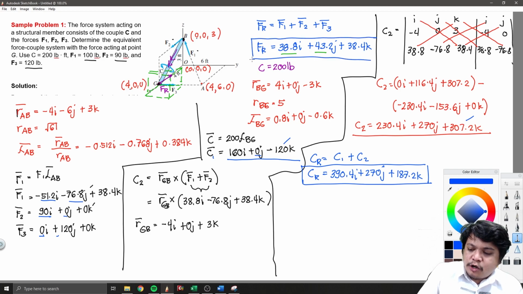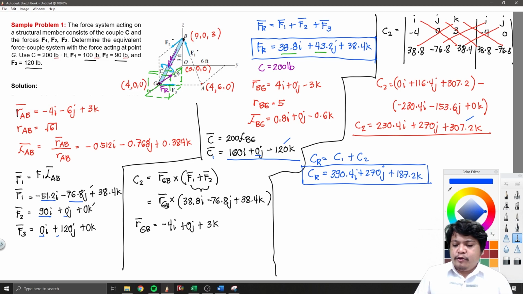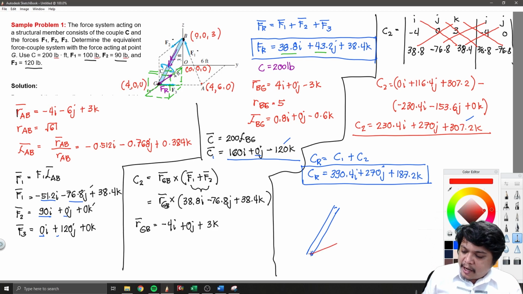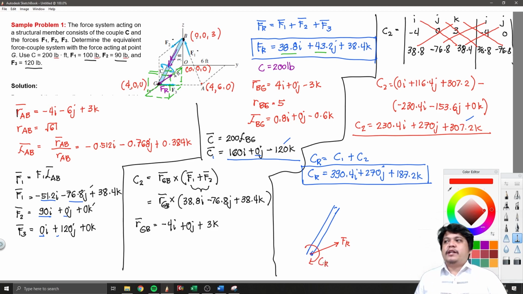Okay? So, in short, yung system natin, para siyang meron ditong boom. Okay, nandyan yung pinaka-boom mo. Okay, yung isa is the force FR. And then yung isa is something na force CR. Okay? So, yun yung pinaka-equivalent system natin ng isang force at saka ng isang couple kapag yung force ay tumatama dun sa point G. Okay?